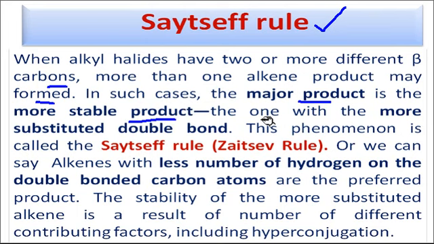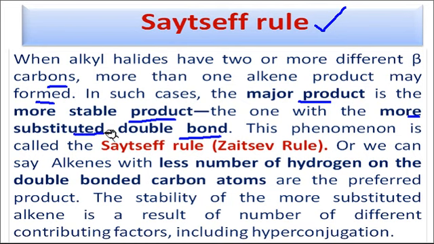So, according to Saytzeff rule, if the substrate molecule contains more than one type of beta carbon atom, then what would be the major product? The major product would be the more stable product. And which is the more stable product? The product in which the double bond carbon atoms are having the more substituted groups.